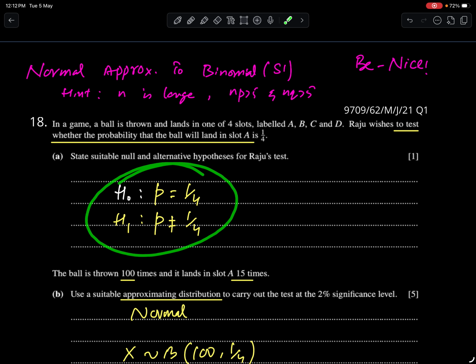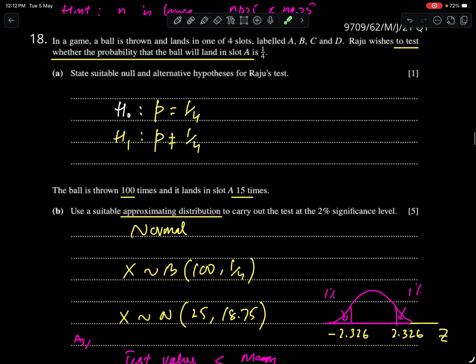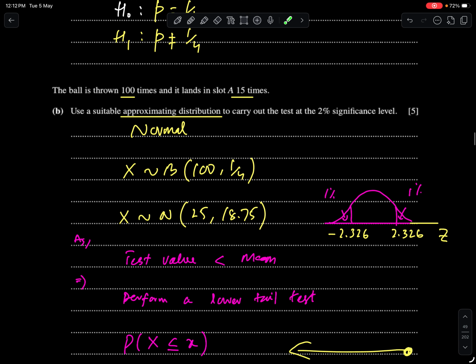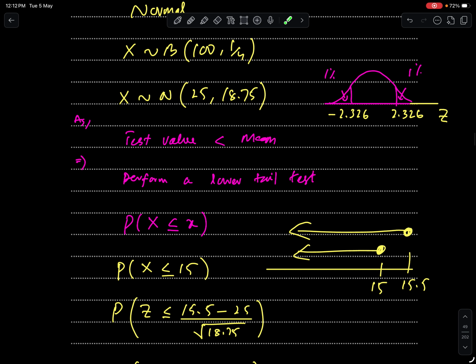These are H0 and H1. The ball is thrown 100 times. This question is of binomial and n is very large, so use the normal approximation. Using a suitable approximation, that is normal. This is np, this is npq, and 2% significance level. Make sure you do continuity correction because you are using normal approximation. And it's a two-tailed test.